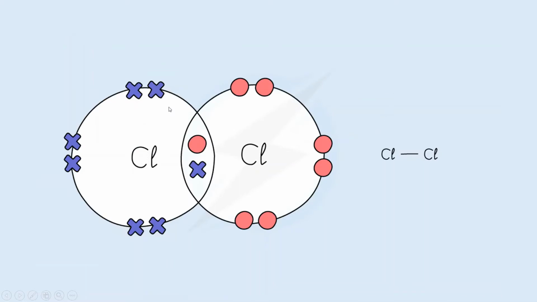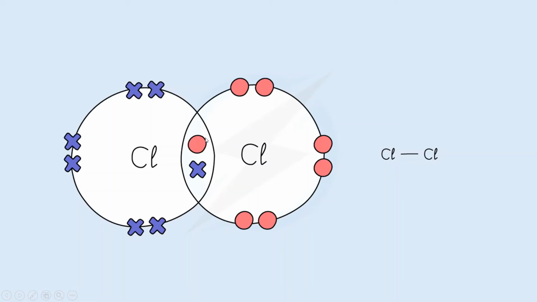Chlorine, or Cl2. Chlorine is in group 7, so it's got 7 electrons in its outer shell, and therefore requires 1 more electron in order for its outer shell or outer energy level to be complete. In this example of Cl2, 2 chlorine atoms are overlapping their outer energy level, and they've gained 1 more electron each in their outer energy level.